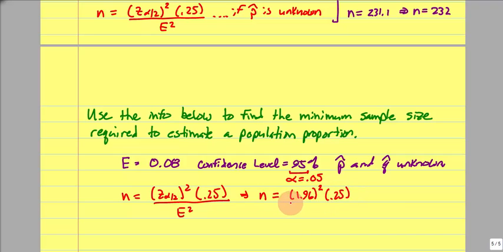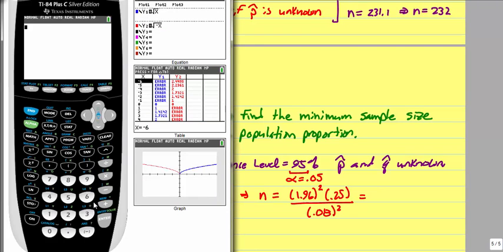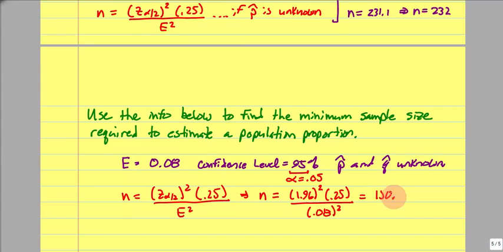So positive or negative doesn't matter. E is 0.08 quantity squared. So let's go ahead and crank this into our calculators and see what we get. So in my numerator I have 1.96 quantity squared times 0.25, and then in my denominator I have 0.08 squared. So what I get here is 150.0625.